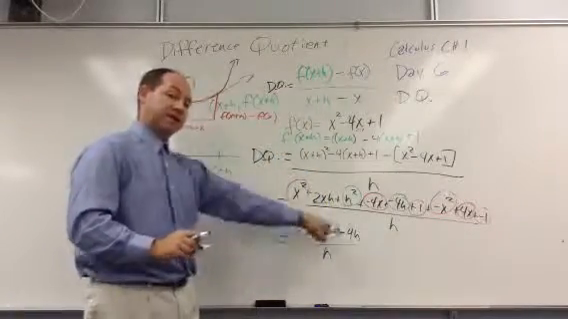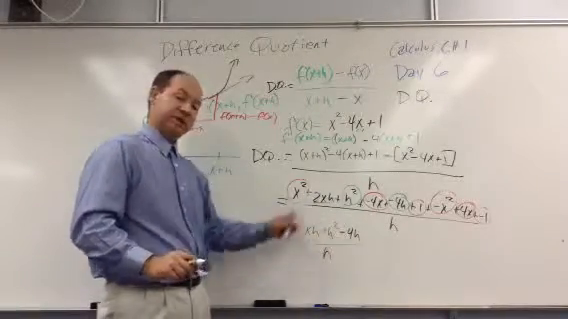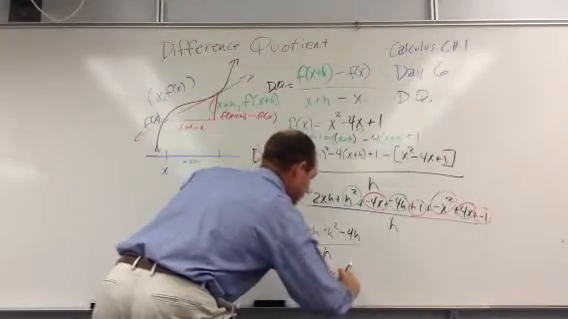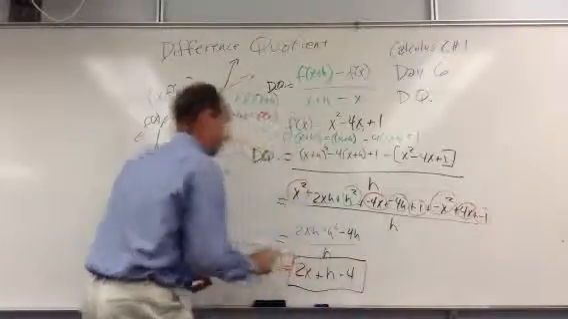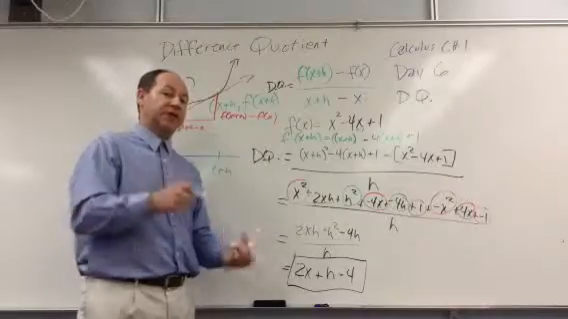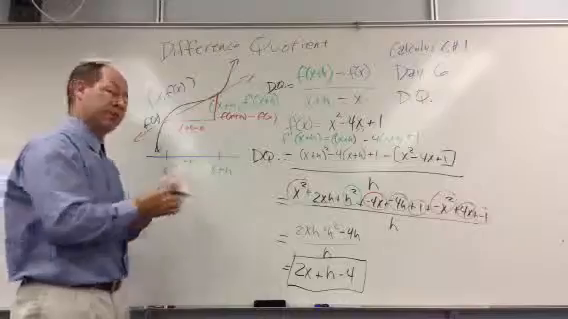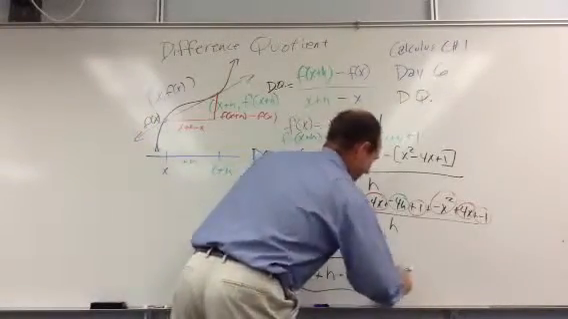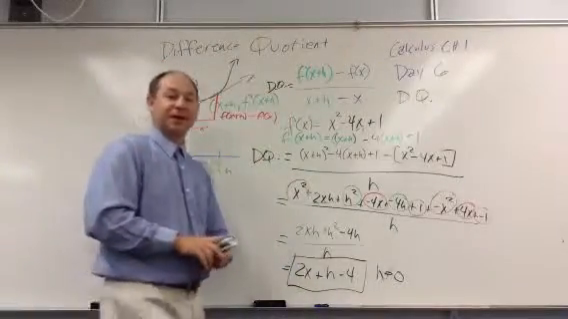What you notice is all of these have an h in common, so we can get the h out of there by dividing each of them by h, and we are left with 2x plus h minus 4. Notice, there is my difference quotient. And then, of course, for all of these, h can't be 0. If h was 0, we'd be dividing by 0, and then we wouldn't have two different points, we'd have the same point. So h should not be 0, for now. Okay? So there's an example of a difference quotient.